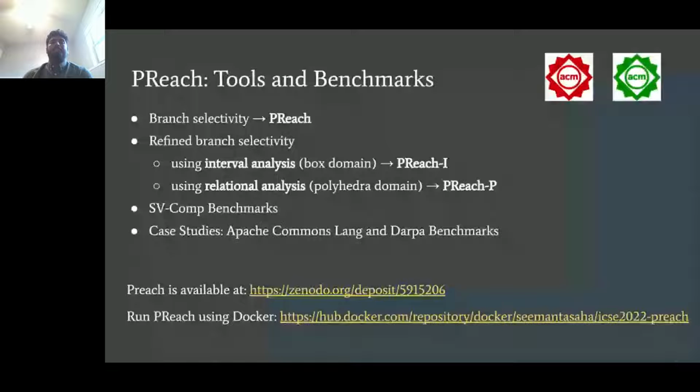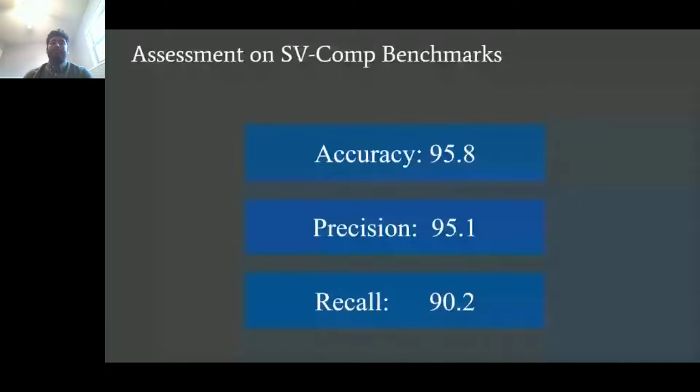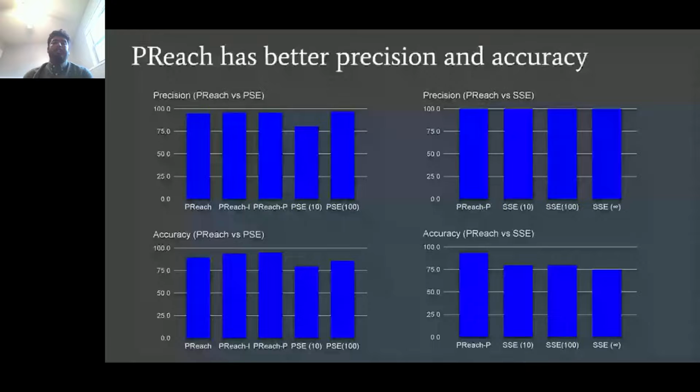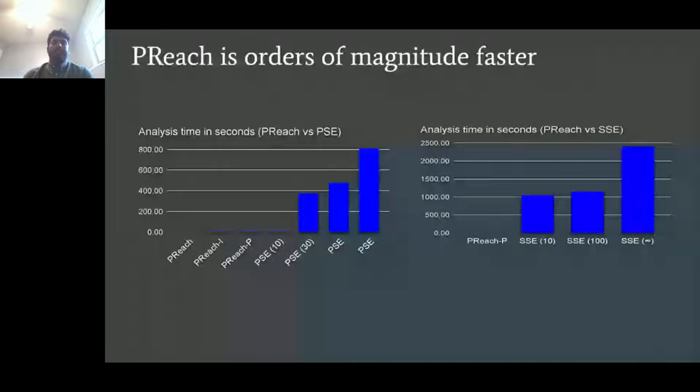We have assessed Bridge on software verification competition benchmarks, and we achieve very high accuracy, precision, and recall. We have also compared to existing symbolic execution-based techniques like probabilistic symbolic execution and statistical symbolic execution. To summarize the result, we see that Bridge can achieve better precision and accuracy compared to both probabilistic symbolic execution and statistical symbolic execution. Not only that, at the same time, it can also be faster. We see from our evaluation results that Bridge is orders of magnitude faster compared to probabilistic symbolic execution and statistical symbolic execution.